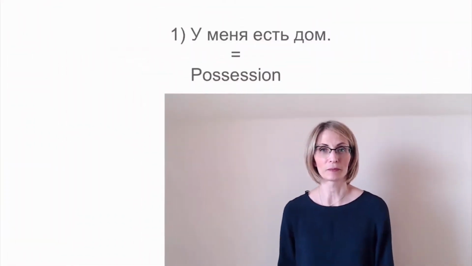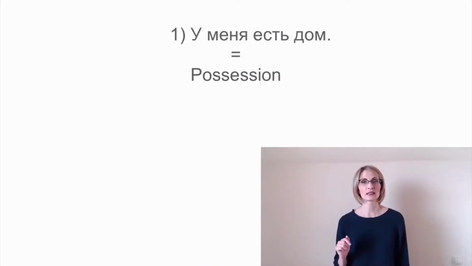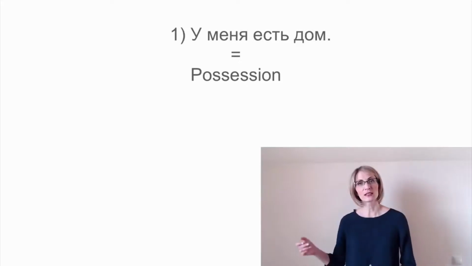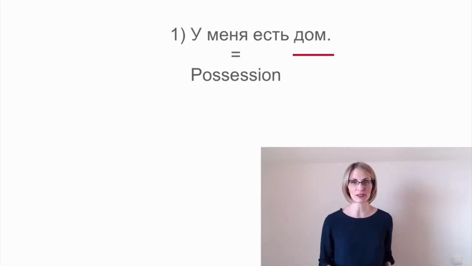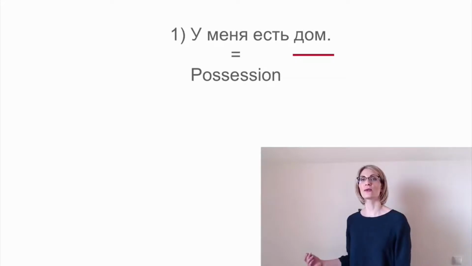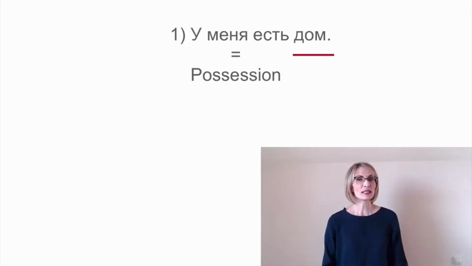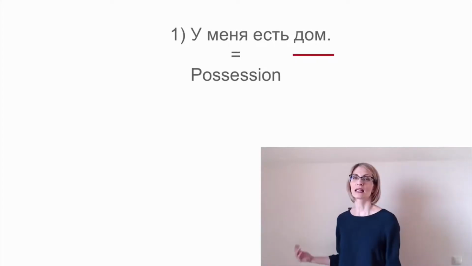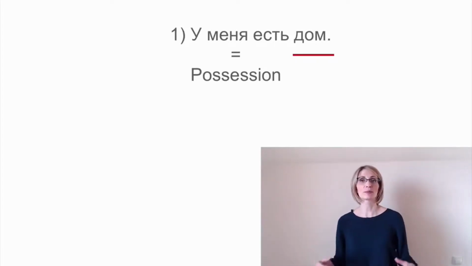Let's look at the first example. У меня есть дом. This structure is used to show possession. Notice that the subject of the sentence is the thing that is owned. Дом is the subject of the sentence, and the owner is in the genitive case, preceded by the preposition "у". У меня есть дом. Literally, it means by me there is a house. У меня, by me, where I'm located, exists a house. So this construction is purely for expressing possession or stating an existence of something in our lives.